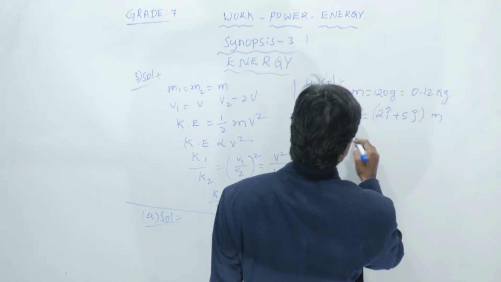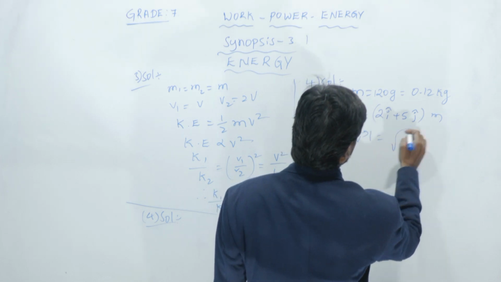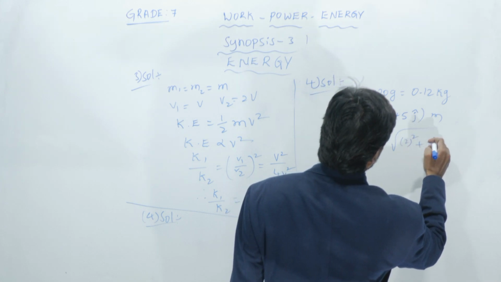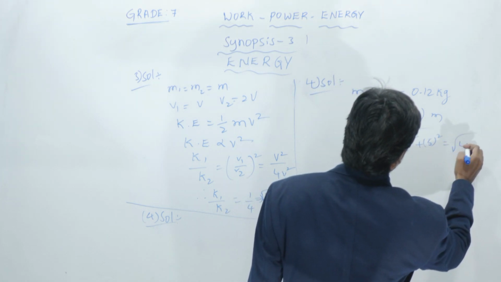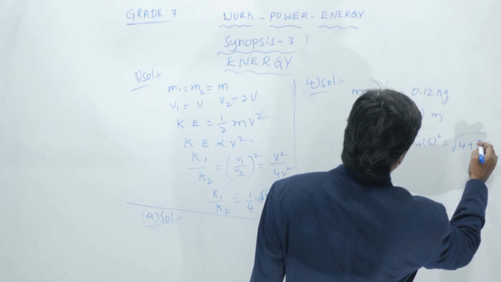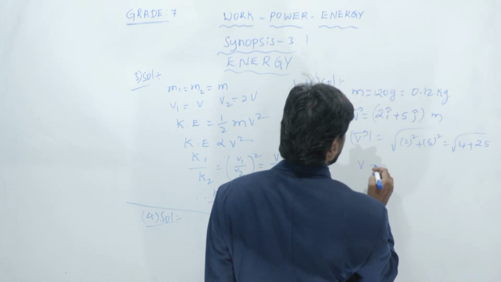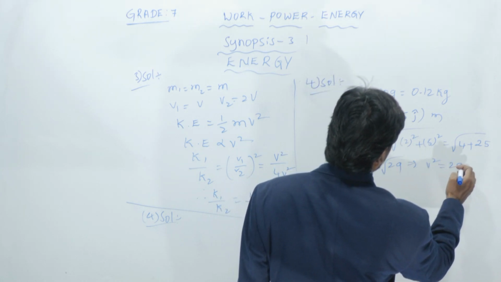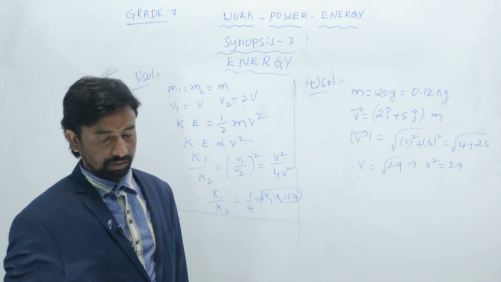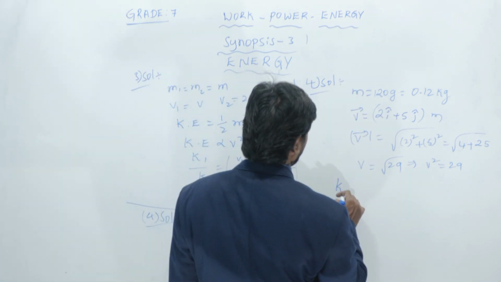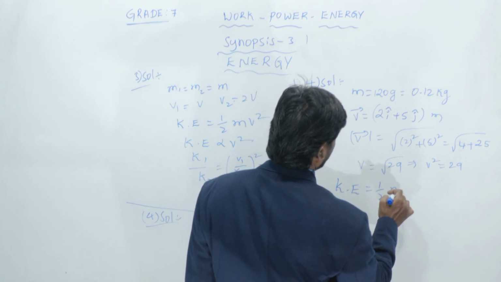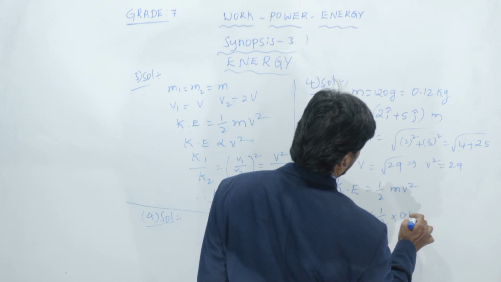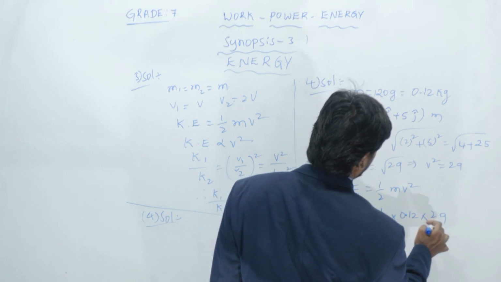Now we should find the magnitude of this, which is the square root of 2 whole square plus 5 whole square, that is 4 plus 25. So v is root 29, and then v square is equal to 29. Now the kinetic energy formula is half m v square. So half into the m value, 0.12, and v square is 29.